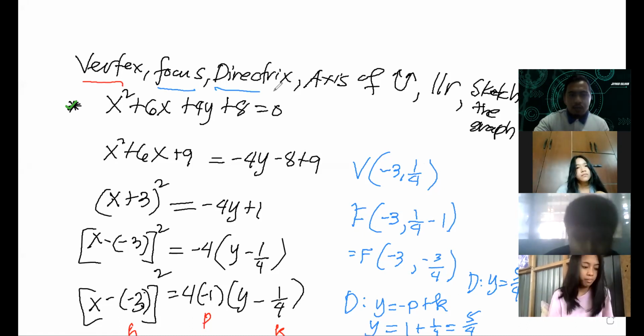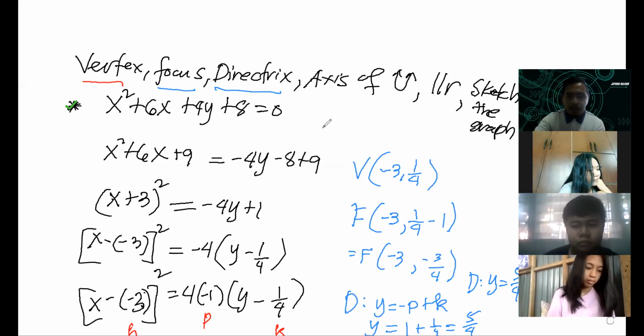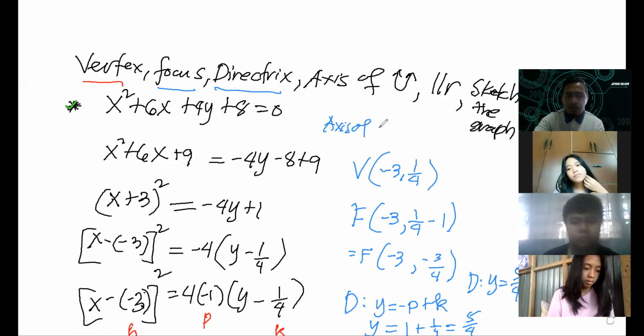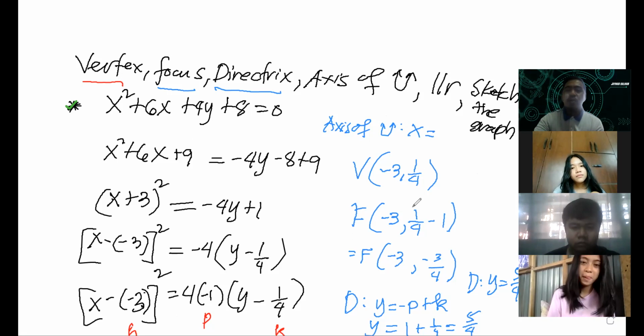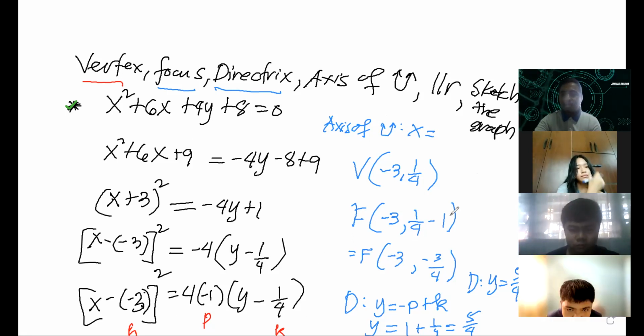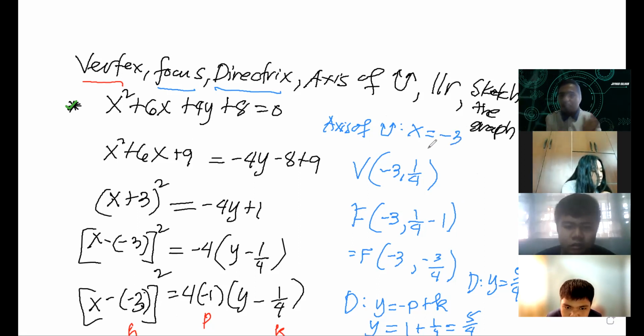We are done with the vertex, focus, directrix, axis of the parabola. So how to find the axis of the parabola? So what is the formula for the axis of the parabola in this form? Remember, it should be x equals h. What is our h, class? Negative 3, sir. Negative. So x equal to negative 3. So that should be the middle of your parabola, x equal to negative 3.